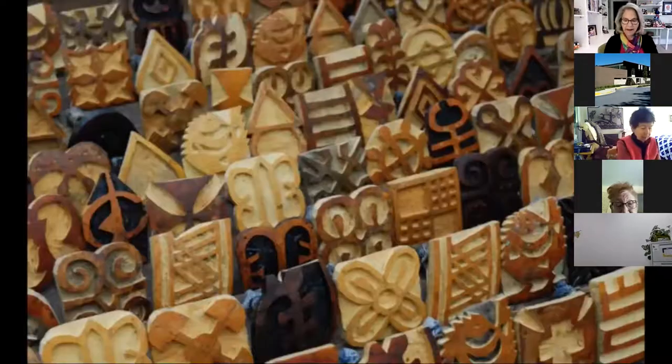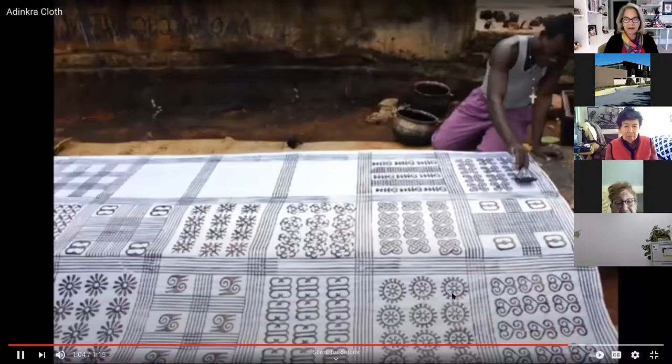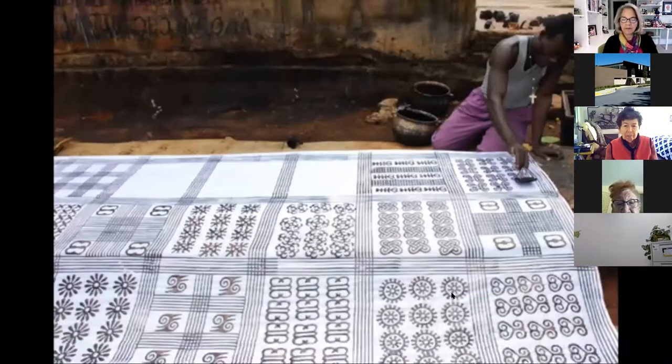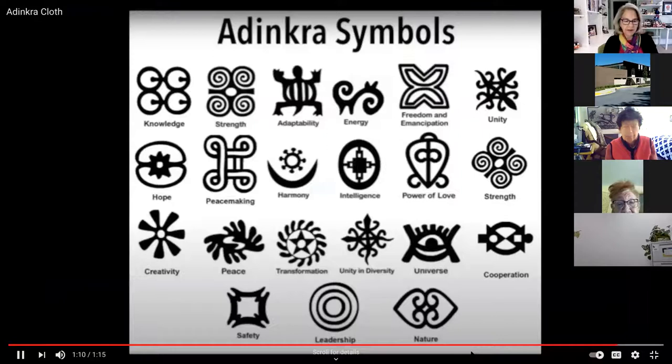The symbols are carved onto the bottom piece of a gourd. The ink is then applied with the stamp in a rocking motion on the fabric. These are just a few of the Adinkra symbols and their meanings.